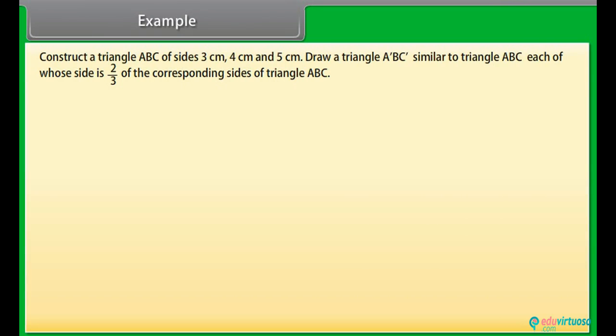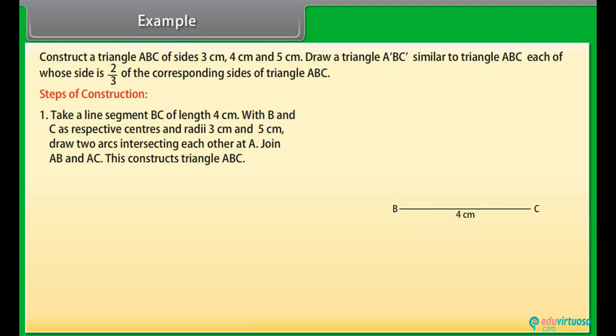Example. Construct a triangle ABC of sides 3 cm, 4 cm and 5 cm. Draw a triangle A'BC' similar to triangle ABC, each of whose side is 2/3 of the corresponding sides of the triangle ABC. Steps of construction. Take a line segment BC of length 4 cm, with B and C as respective centers and radii 3 cm and 5 cm. Draw two arcs intersecting each other at A.